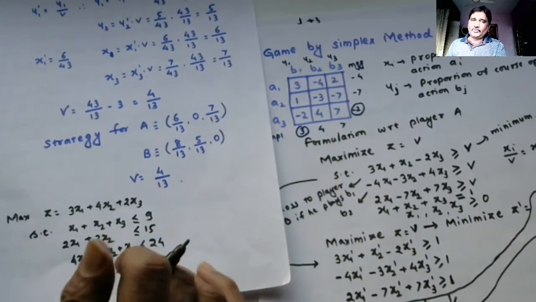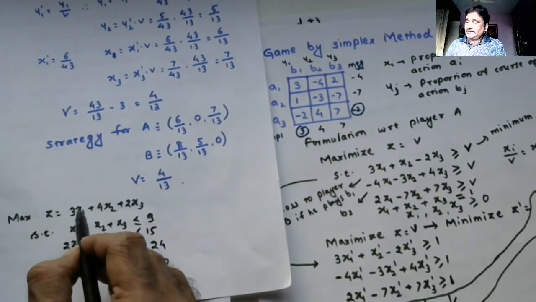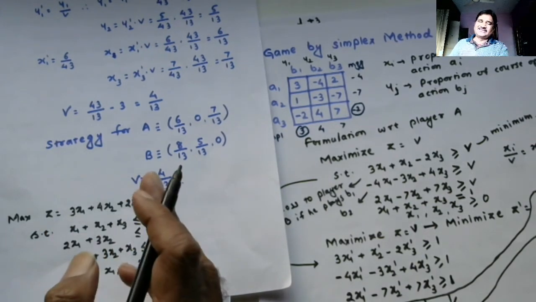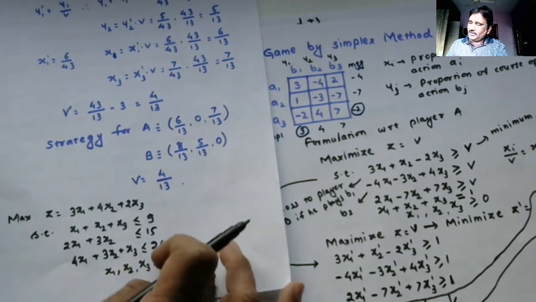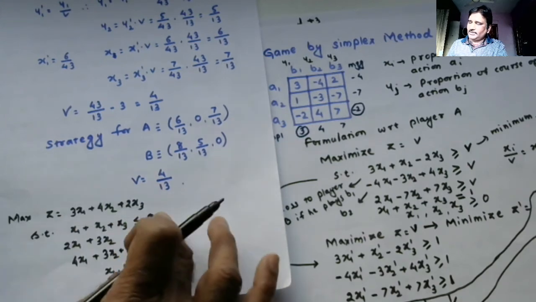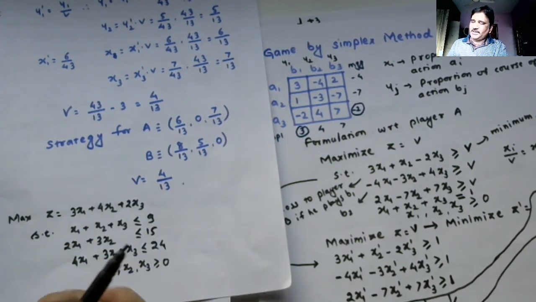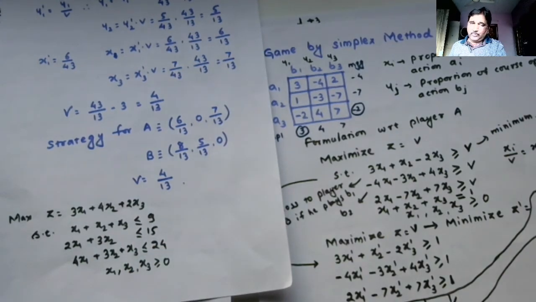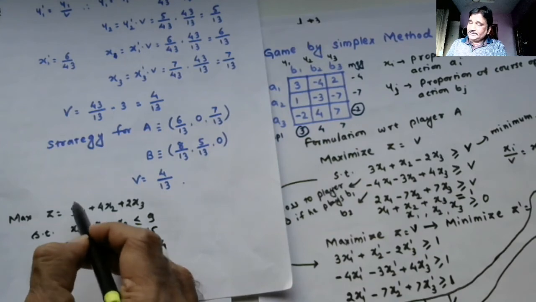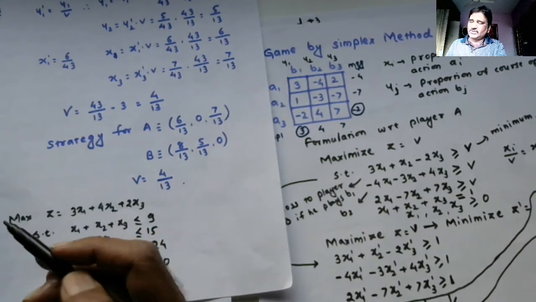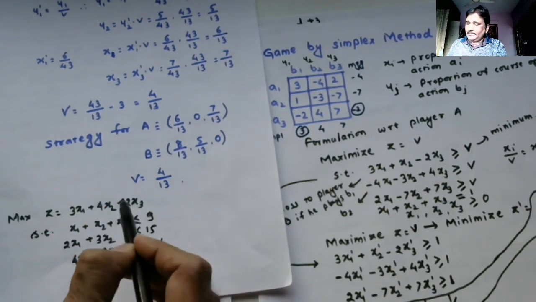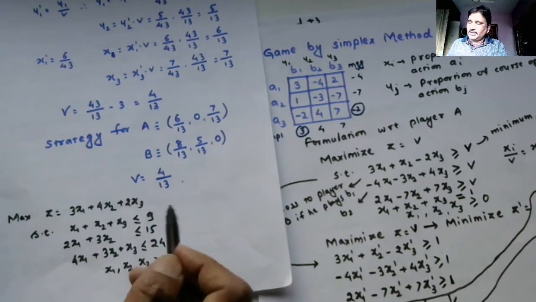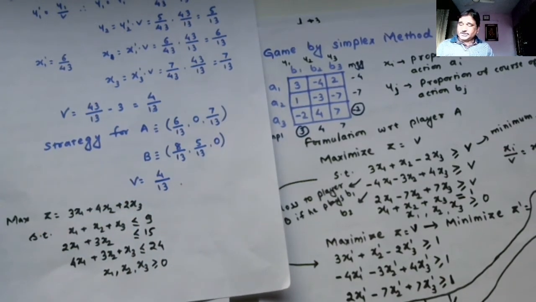Now what you can do with this, you can substitute this 3x1 as say y1. First of all, you will be converting all these right hand side values to 1 by dividing this whole equation by 9, this whole equation by 15, and this whole equation by 24. Then after doing that, you will be making a substitution that 3x1 is equal to say w1, 4x2 is equal to w2, and 2x3 is equal to w3, and you will be converting this problem in terms of w's, right?